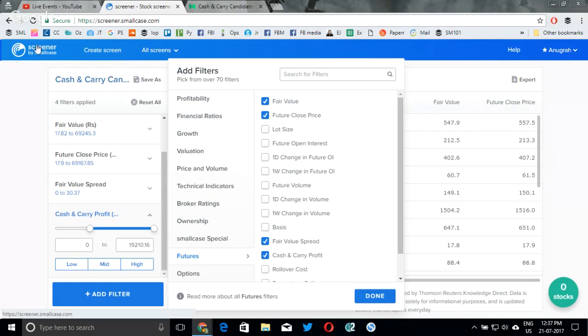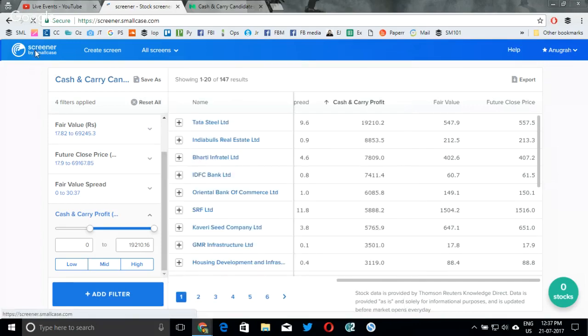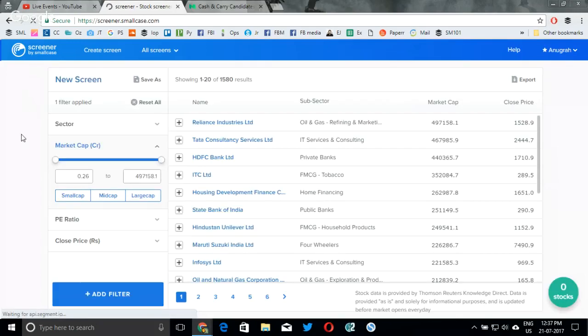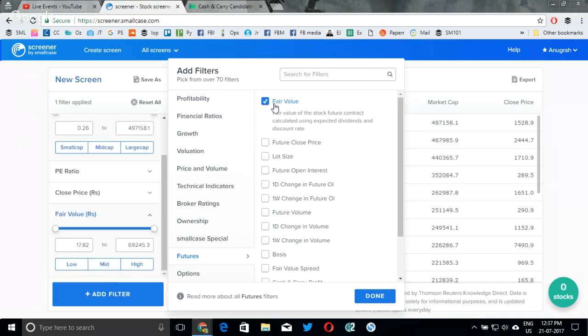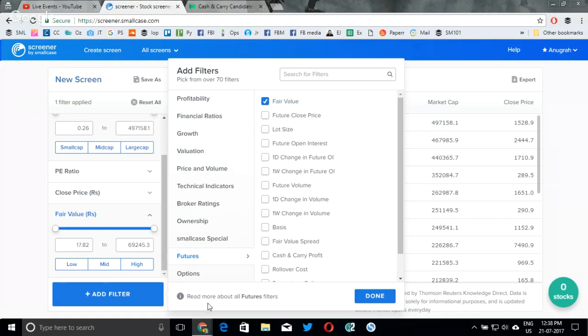If you want to start from fresh, just click on the home icon. You'll see that the selection panel is cleared. Click on add filters, go to futures, and click on fair value. By doing that, you will see that the filter is added on the left side of the selection panel. Now, if you want to learn and understand any of the filters in more detail, you can click on read more about all filters at the bottom of the add filters window.